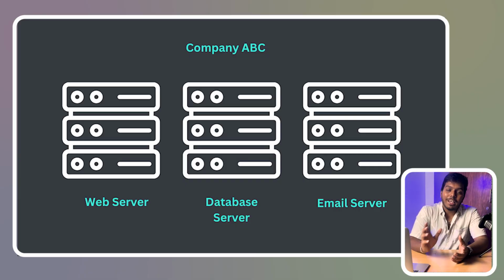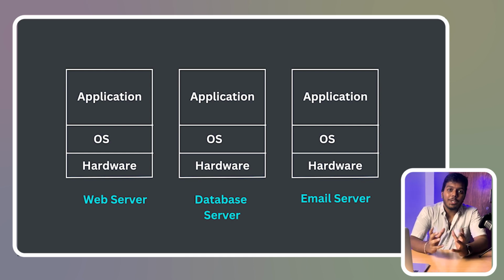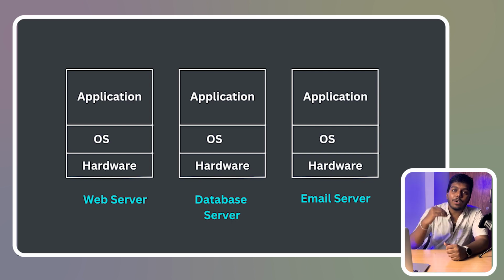Imagine you have a company that needs to run several applications. For example, a web server, a database server, and an email server. Without using virtual machines, you would need separate physical servers for each application because each application needs a different OS or different dependencies. So if you see the architecture over here, the OS is installed on top of hardware and the applications are running on top of the OS.